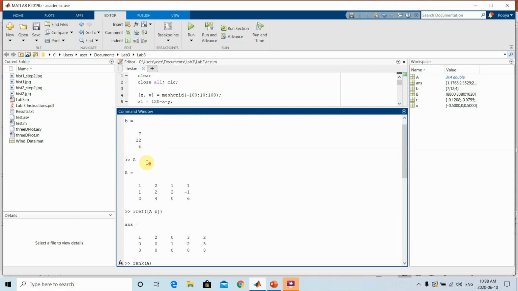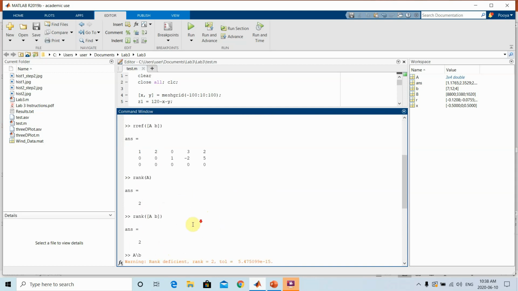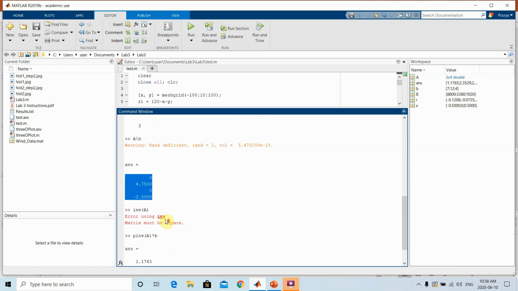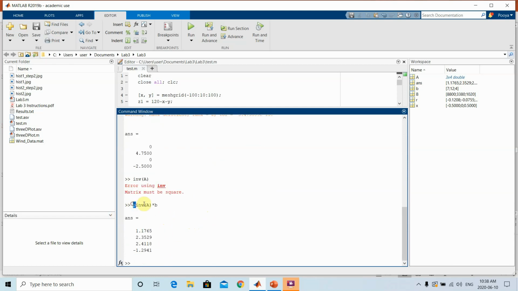We saw that this system has many solutions. The backslash method would give us one of the solutions using the Gaussian elimination. The pseudo inverse would give us the solution which has the minimum norm.